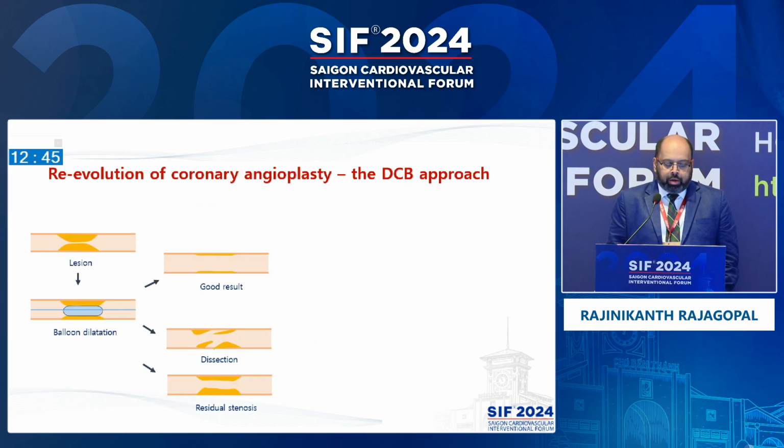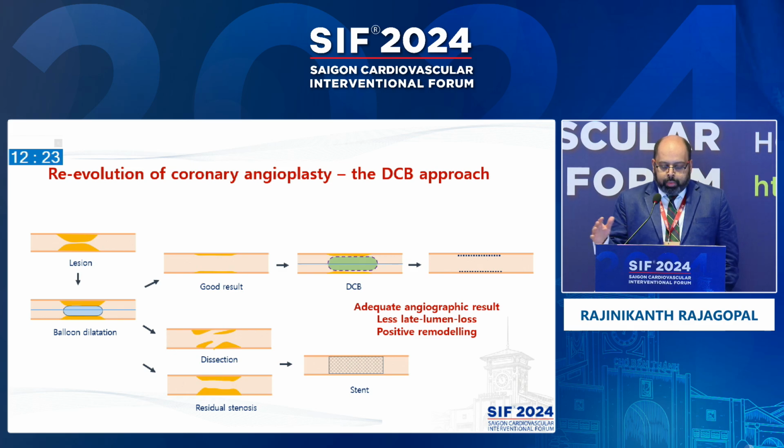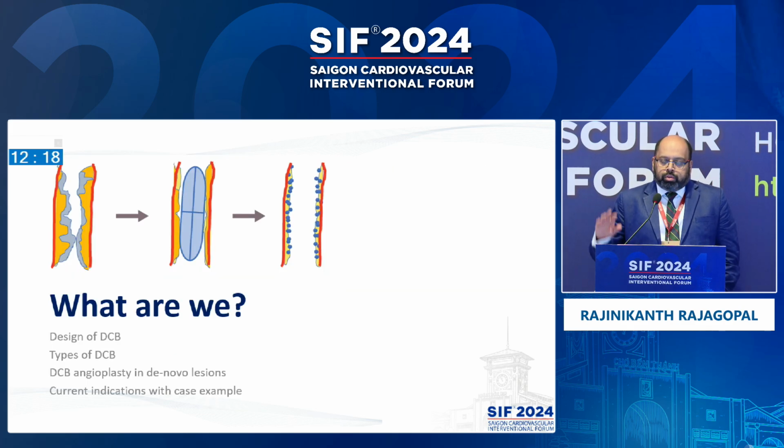So we rethink PCI. If we have a problem with dissection or flow limitation or stenosis, we put in a stent. But if you have a good result, we don't need to put in a stent. A DCB to deliver the drug is adequate, and we leave nothing behind. If you get a good, adequate angiographic result, we can end up with a DCB with less late lumen loss and even positive remodeling at times. So that's a philosophical shift to DCB PCI.